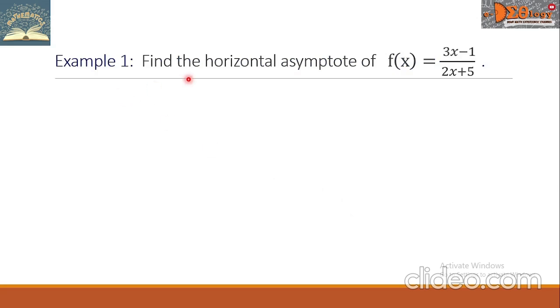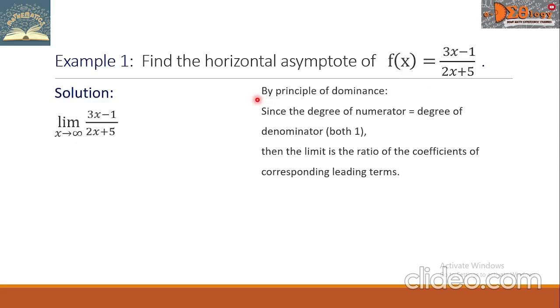Example 1. Find the horizontal asymptote of f of x equals 3x minus 1 over 2x plus 5. Let us take the limit of this function as x approaches infinity. By principle of dominance, since the degree of numerator equals degree of denominator, both degrees equal 1, then the limit is the ratio of the coefficients of corresponding leading terms.